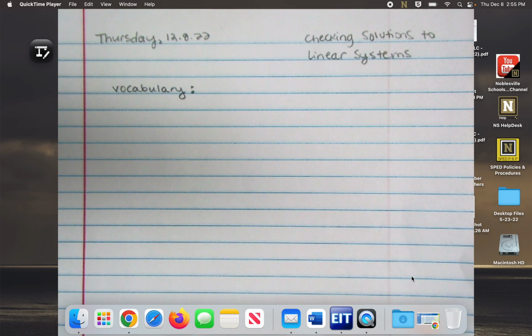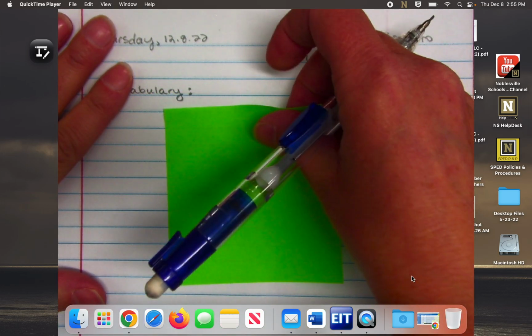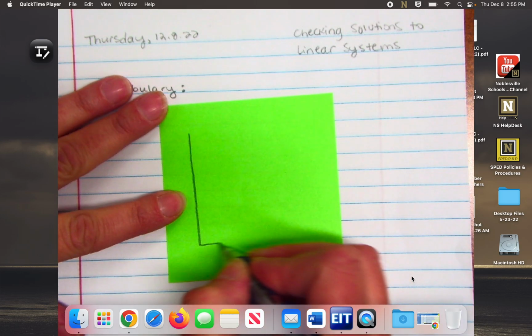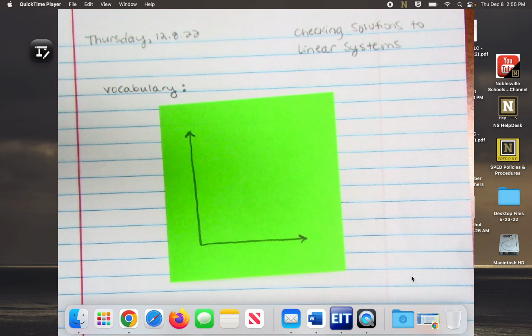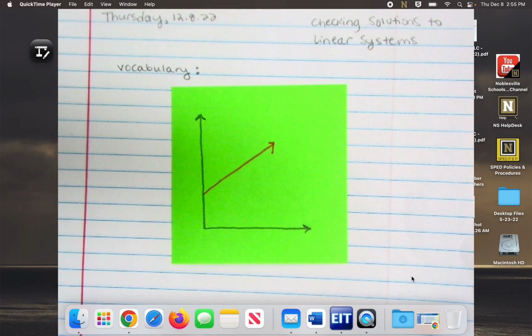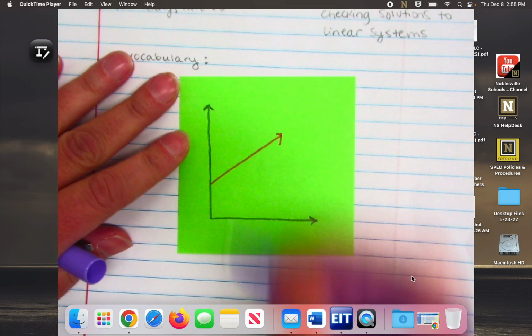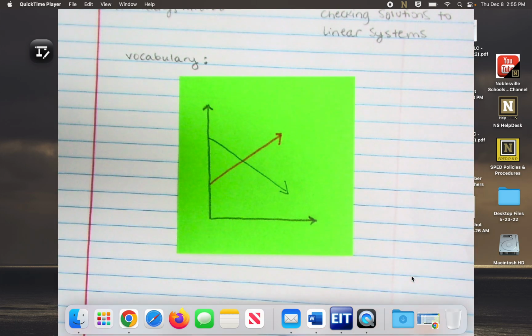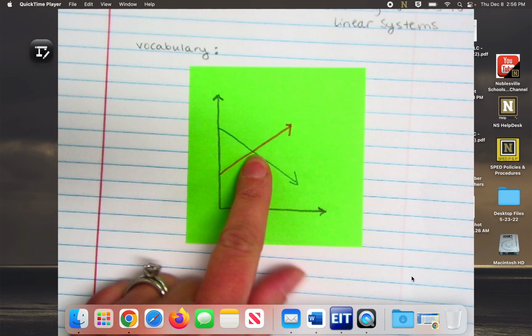So what we're really trying to determine is, if I had a coordinate plane here, and I had two lines on this coordinate plane, in slope-intercept form, and I was able to graph them, if I wanted to find out where they would intersect, so let's say I have this line, and I have this line, where they intersect is the solution.